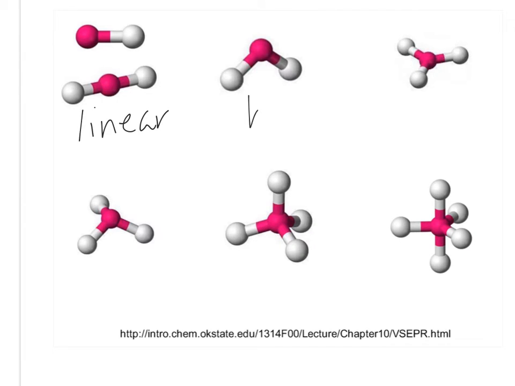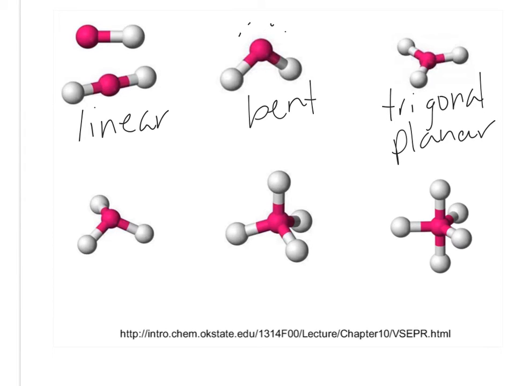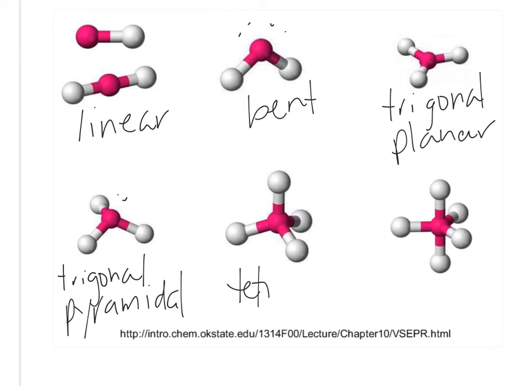This is bent, and it's bent because we've got 2 lone pairs there. This one is trigonal planar, and y'all need to know these shapes. This is trigonal pyramidal because there's a lone pair that pushes these down. Trigonal pyramidal. It's really hard to write with the stylus. Okay. Here, this one is tetrahedral.